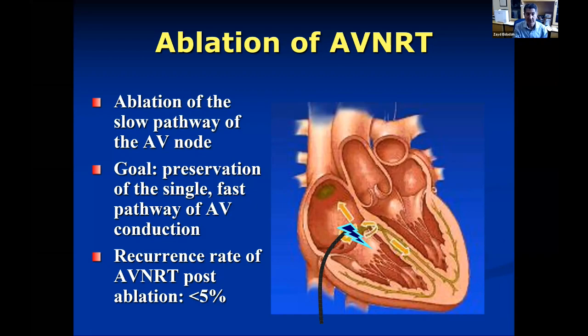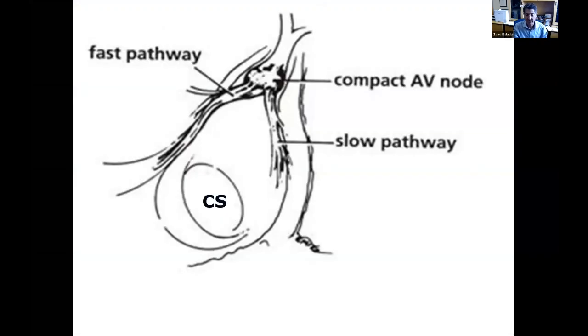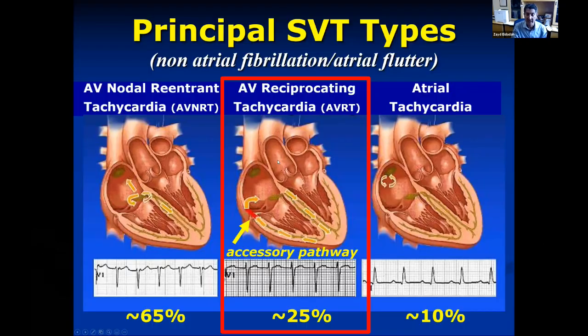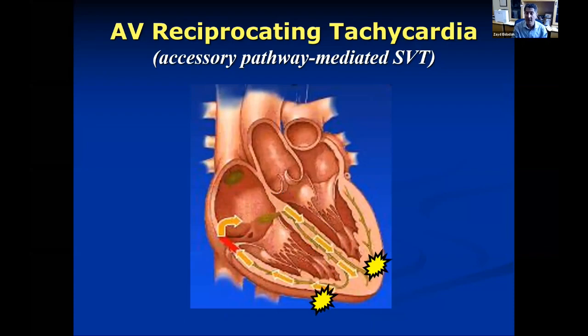We do that with catheter ablation. And the area that we ablate is shown here. This is the slow pathway of the AV node. It's south, that is inferior to the normal AV node and a little bit posterior to it near the os of the coronary sinus. Okay, I'm going to rapidly go through these other two tachycardias in the last couple of minutes. AVRT is AV reciprocating tachycardia, the next most common.